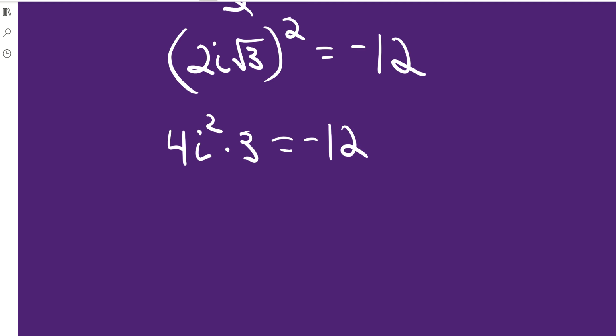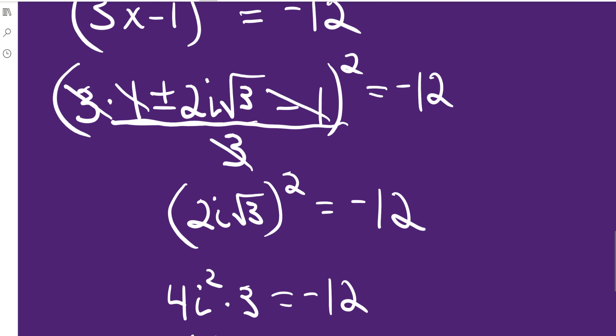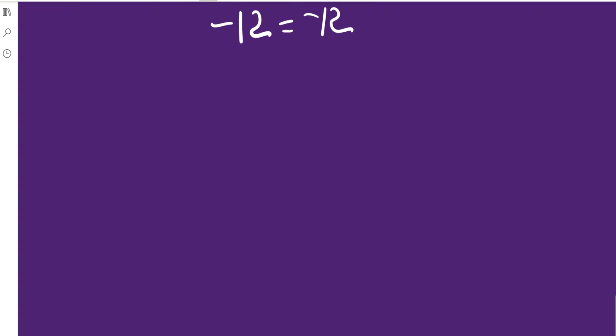Well, I squared is negative 1. So that's going to be 4 times negative 1 times 3 equals negative 12. So negative 4 times 3 is negative 12. And negative 12 equals negative 12. So my solution is correct. It's a little tricky figuring that out, but we did it. You can go over that a couple times if you like. Okay, let's go on to example 3. Let's see what that's about.